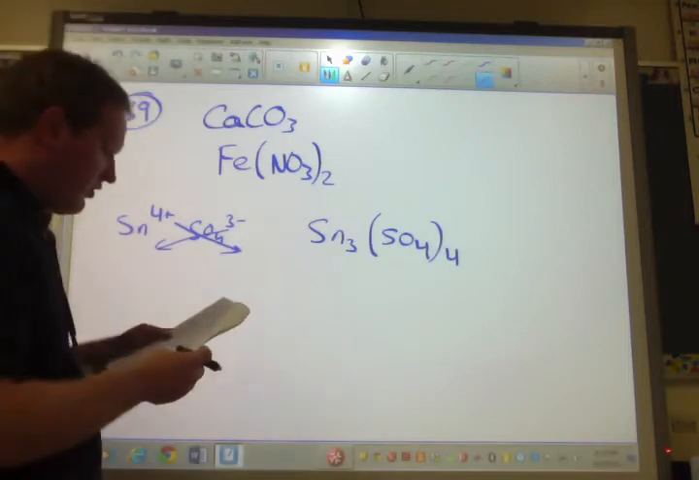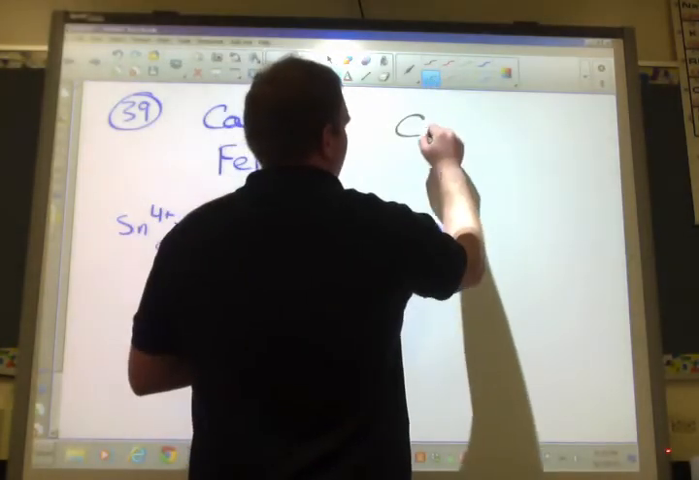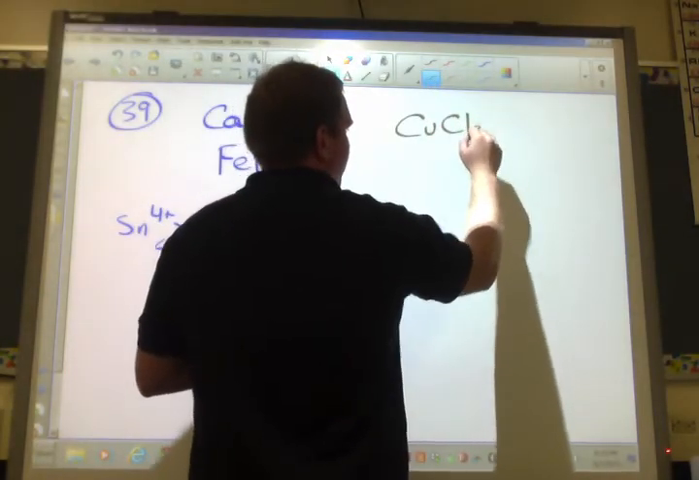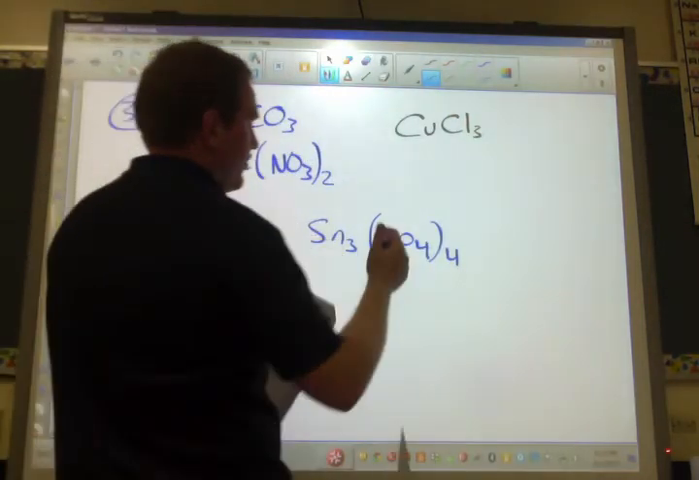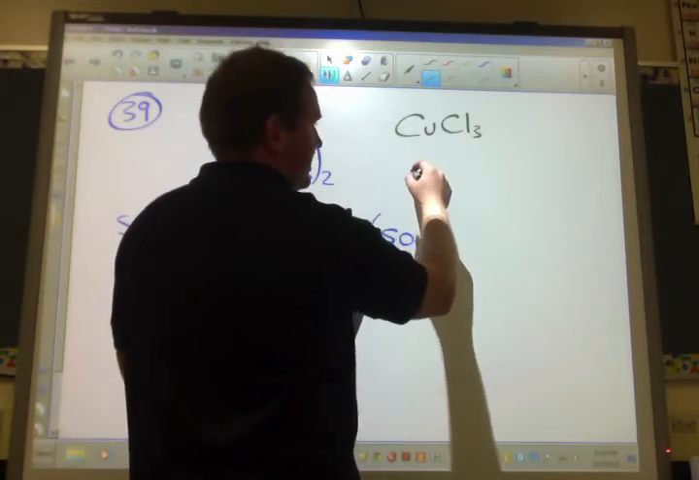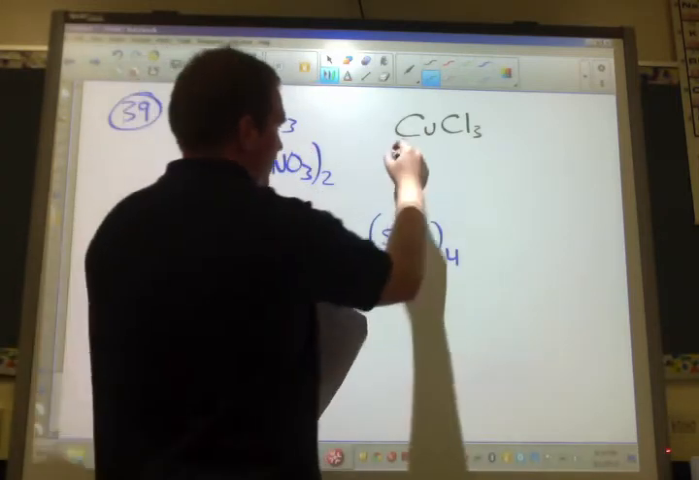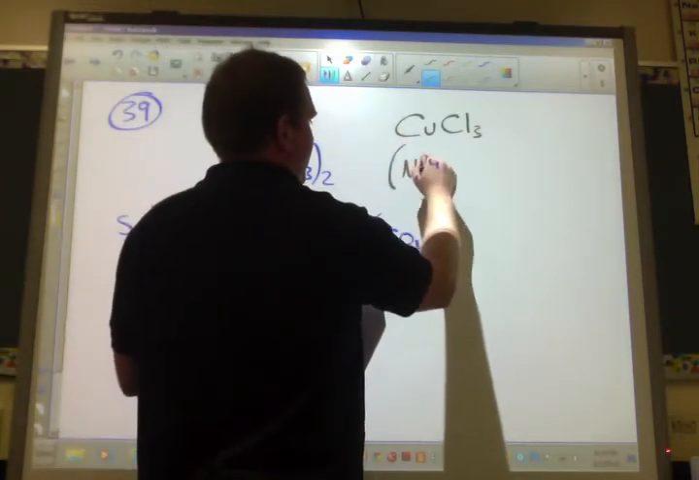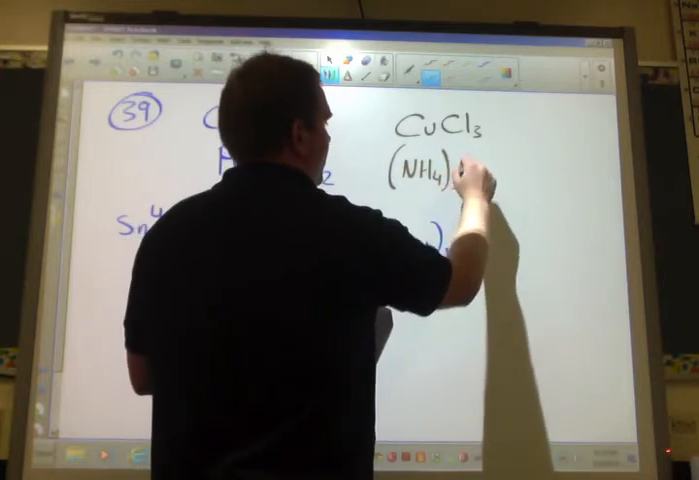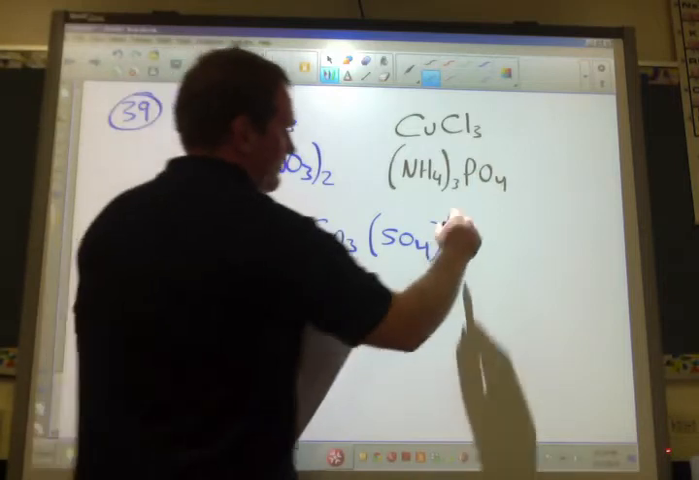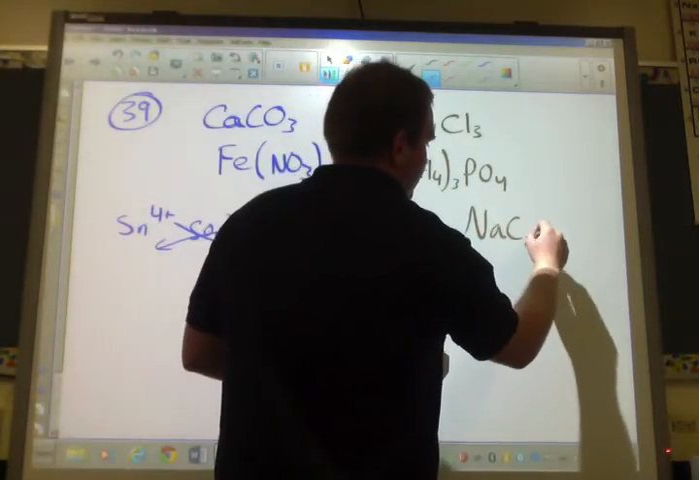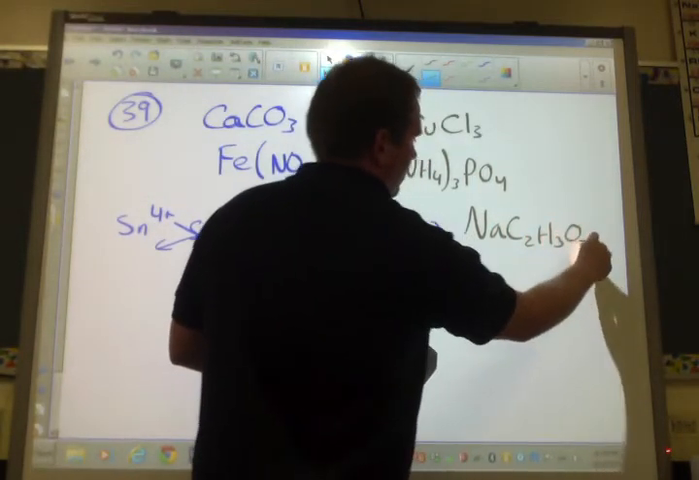Next, copper 3 chloride. This one's a little easier. Copper with a 3 charge, so it's going to be 3 chlorines. Copper 3 chloride. Ammonium phosphate. Well, ammonium's NH4+. Phosphate is PO4 3-. So it's going to be parentheses NH4 3 PO4. And sodium acetate, NaC2H3O2.